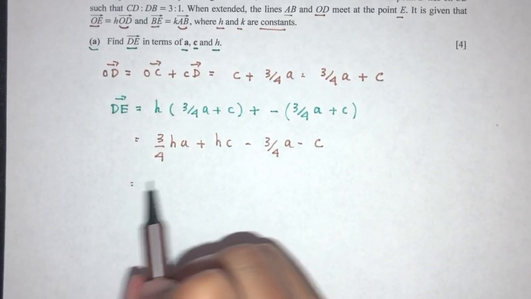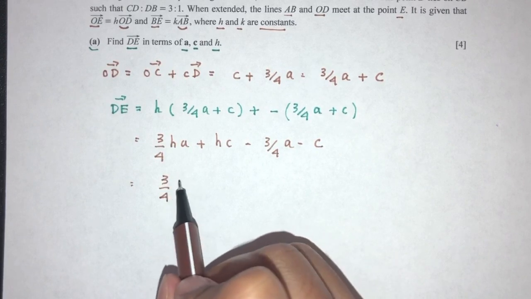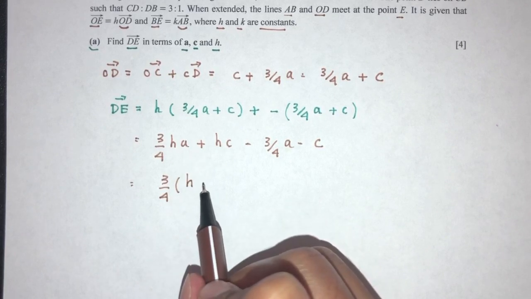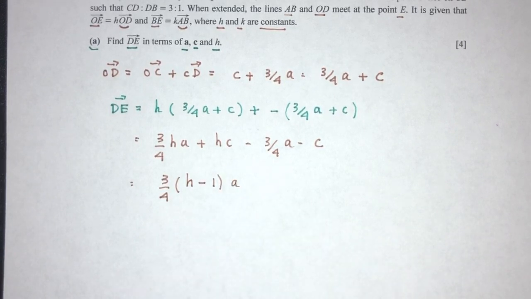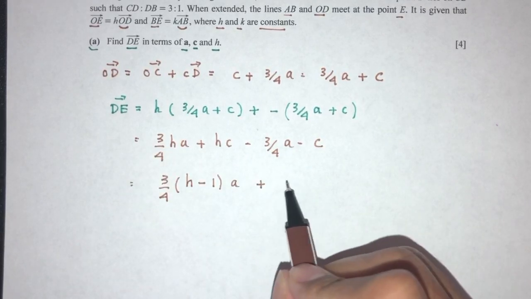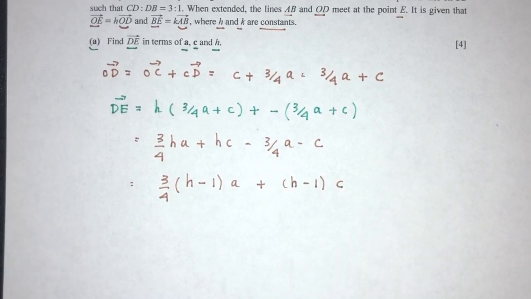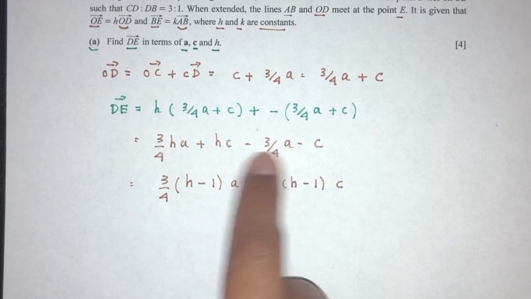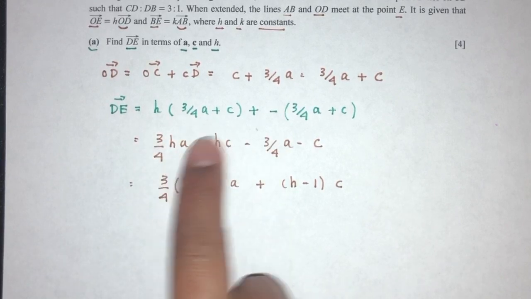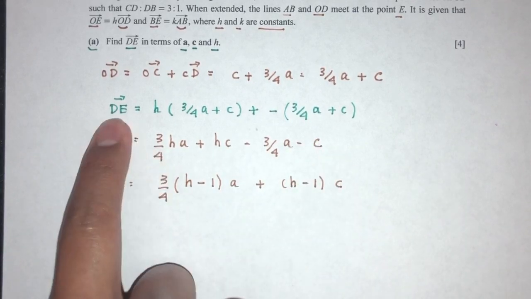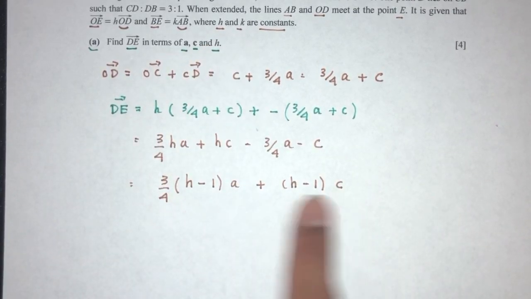Let's put this together. You will have 3/4, and then we have A, so we have H minus 1 A, if that makes sense. We factorize those two together. And then you factorize C outside, you will have H minus 1 C. Right, so we have this as DE. We can factorize these two, which are the same, and these two are the same. You'll have H minus 1 inside, and same thing for this one. So DE in terms of A, C, and H will be this one.